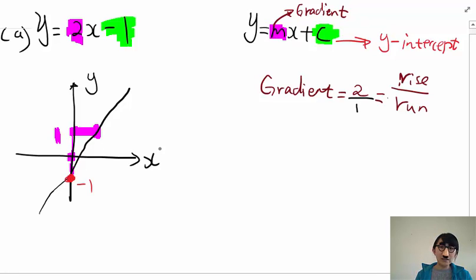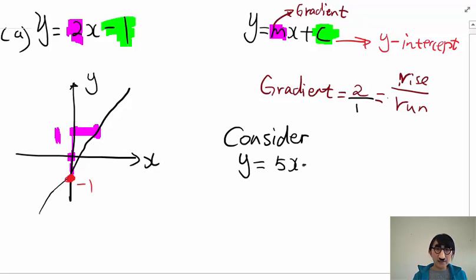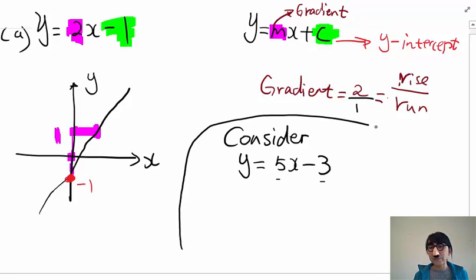So can you please consider this question? Consider how to solve it: if y equals 5x take 3, can you graph this linear equation on a Cartesian plane based on the gradient and the y-intercept? Please work in a group to sort out this question.